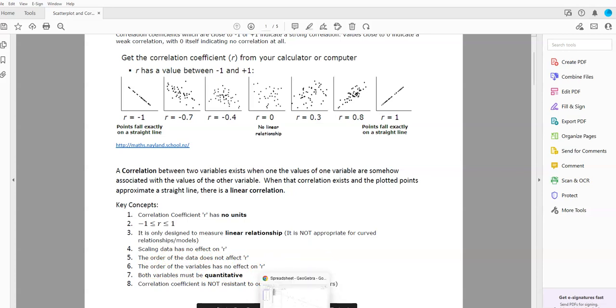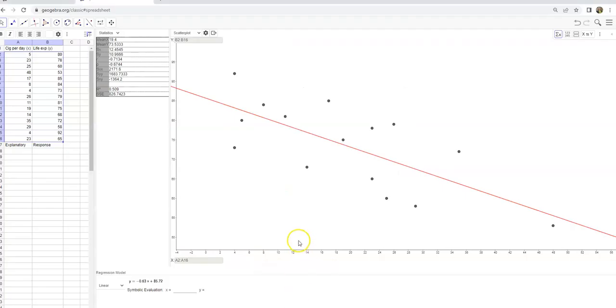Let's take a look at a graph that I have up in GeoGebra. What we're looking at is cigarettes per day on the x-axis, and life expectancy in years on the y-axis. You can see I have 5, 23, 25, 48. I don't have these ordered from least to greatest. If I changed the order of the data values, it would not change my R. R is shown up here to be -0.7134. That doesn't change if I order this data differently, as long as my pairs are consistently matched. So 5 is matched to 80, and so on.